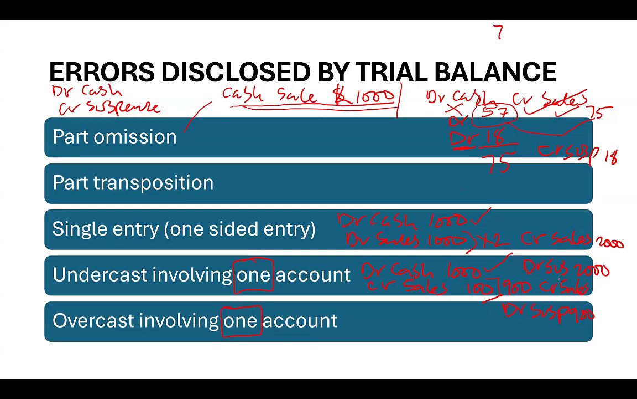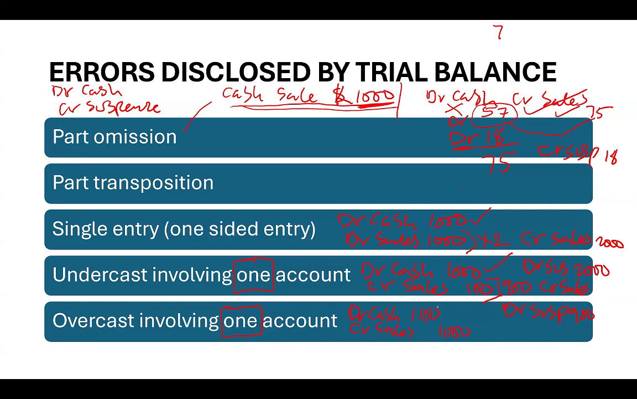The same happens with overcast involving one account. So the transaction was 1,000 here. Let's say you debited cash with 1,100 and credited the sales with the correct 1,000. So cash account is overstated. To remove the excess 100 from there, you need to make an opposite entry. So your first entry is that the cash account must be credited. Next, suspense must be debited with the 100. That would have recorded the correction in double entry.